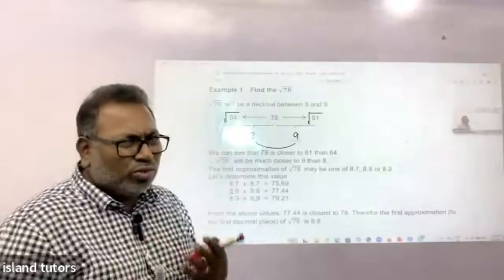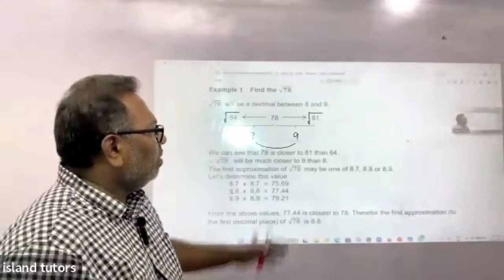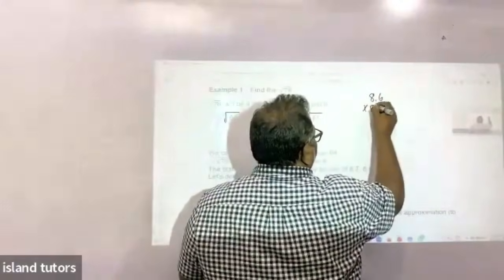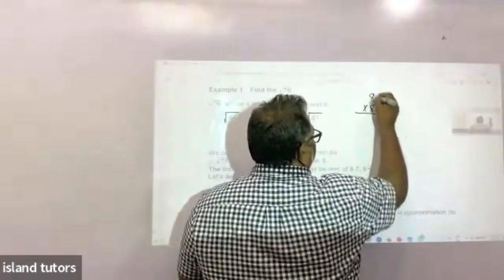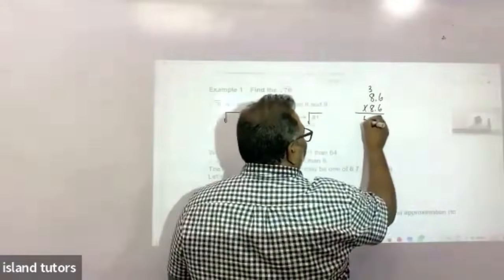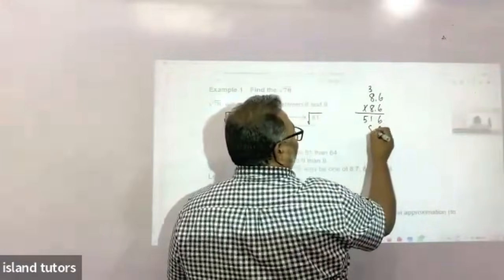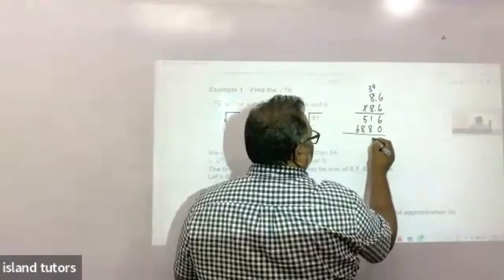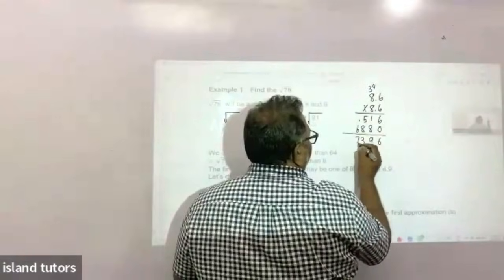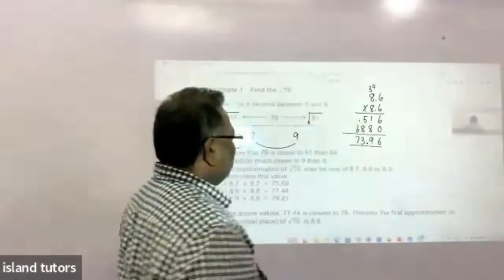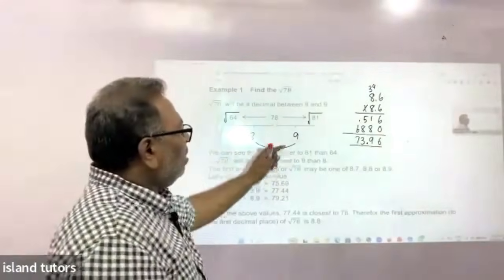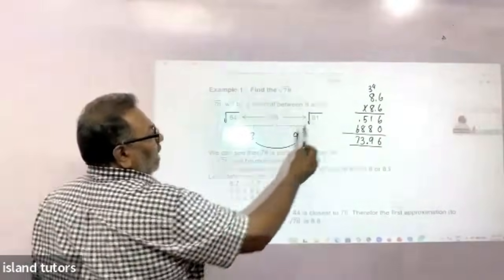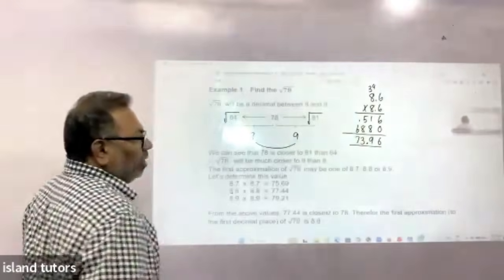So what do you need to do? You need to do a bit of a calculation and see. So 8.6, if you take 8.6 into 8.6, that is 36 and 3, 51. 6 into 8 is 48. 4, you have 68. So 6, 9, 13, 73.96 you are getting for 8.6. Far away. So I've done the calculation just to make it easy for you. So 8.6 into 8.6 is 73.96.